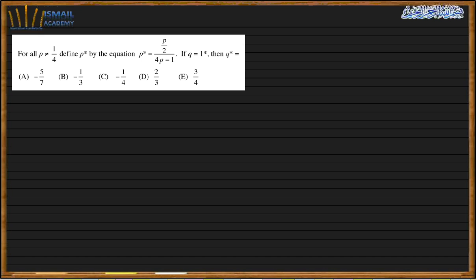Next question. So we have p star is p over 2 divided by 4p minus 1. So if q equal 1 star, which means I will have 1 over 2 divided by 4 times 1 minus 1, which is going to be half over 3. This is 3 over 1, so it's going to be half times 1/3, which is 1/6.